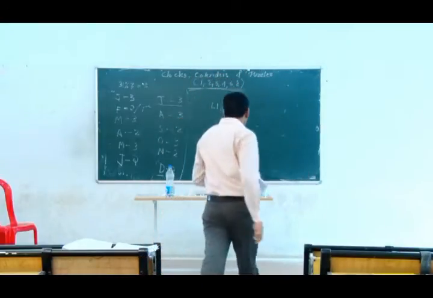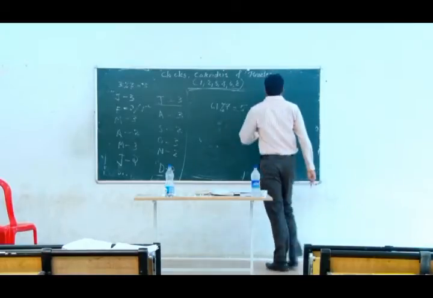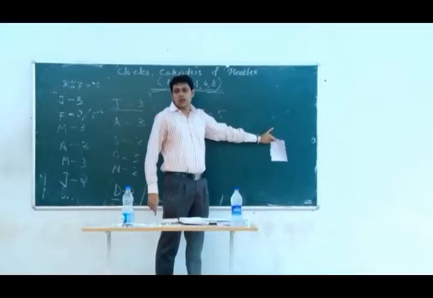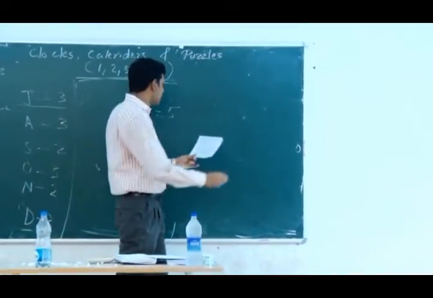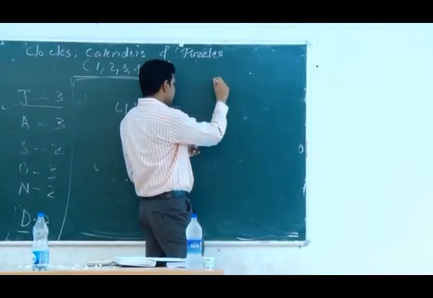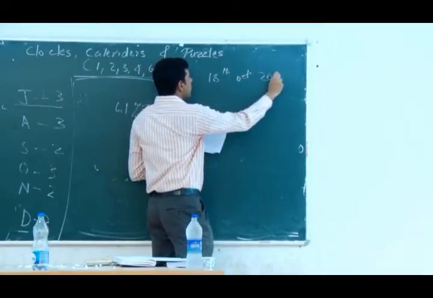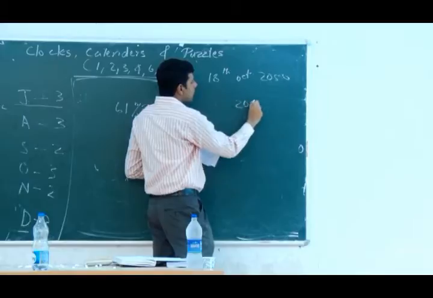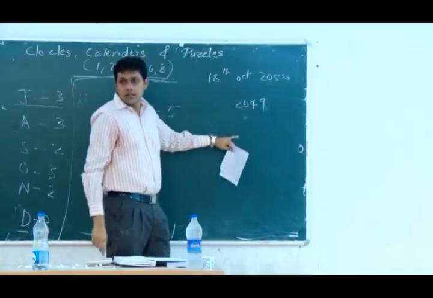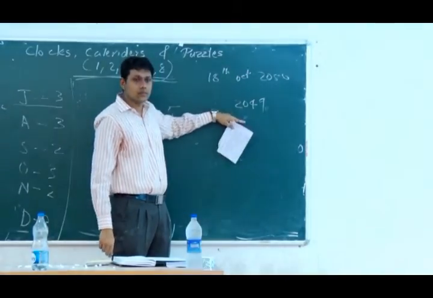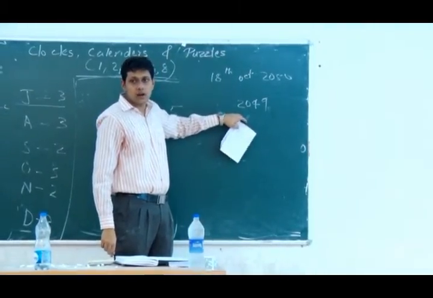Here again, most of the mistakes I see are that we have to take 2014, not 2015 as complete. Here the date is 18th October 2015. We have to take the complete year, which is a multiple of 400, and take the nearest completed multiple of 400.